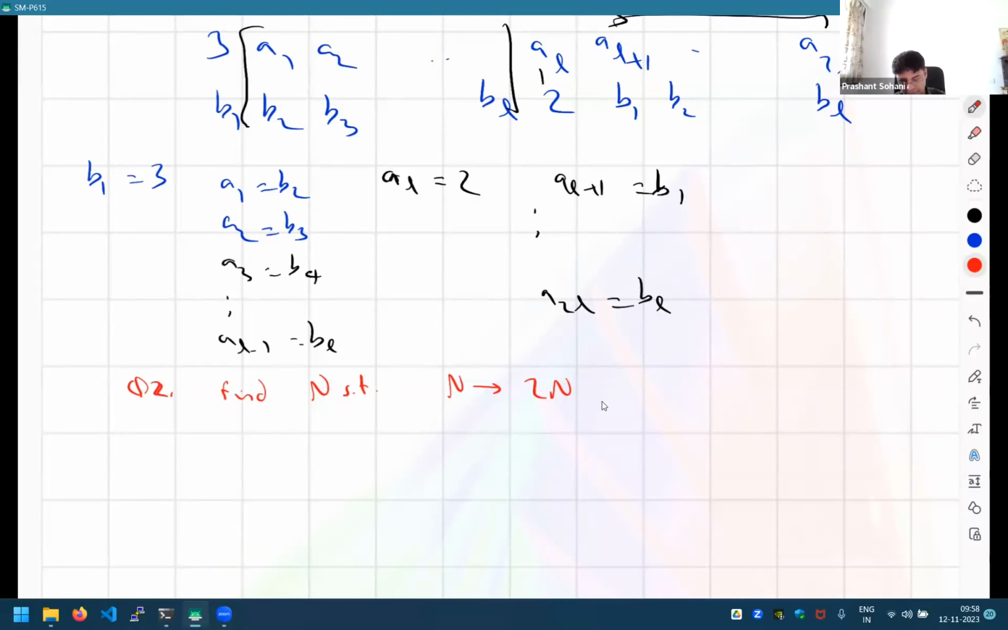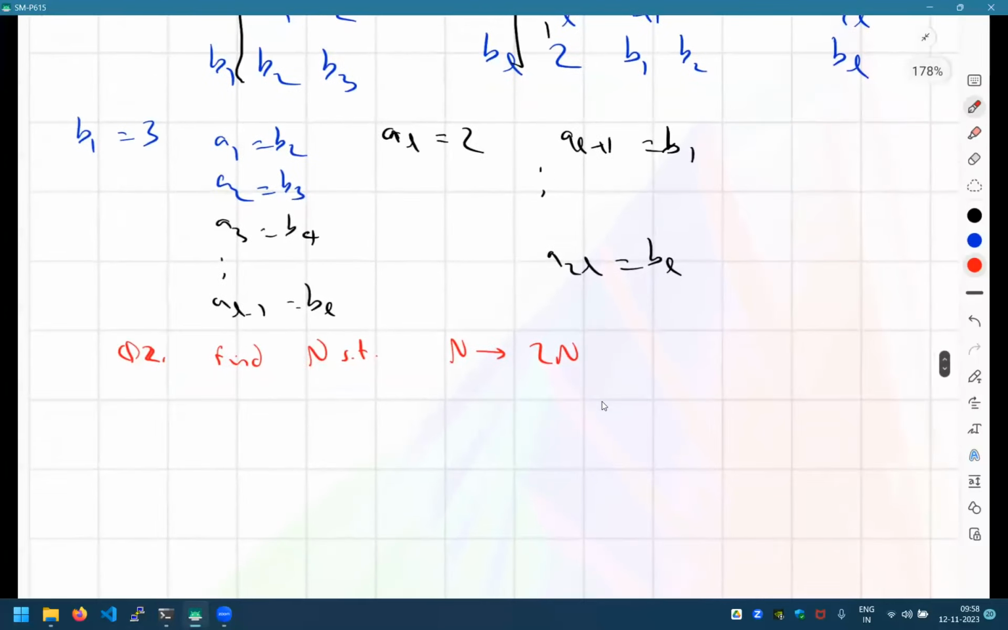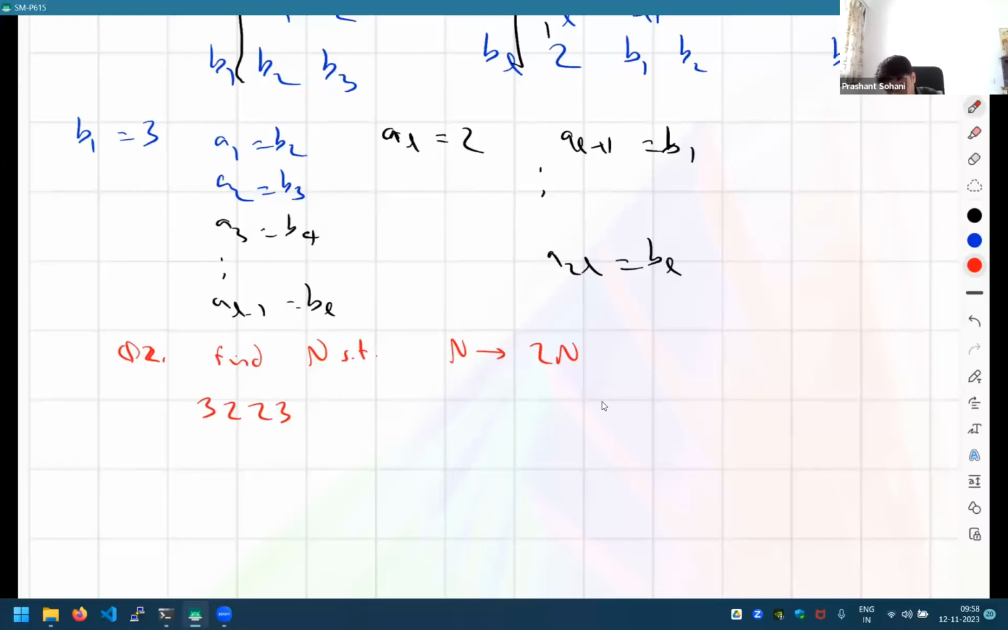Yes, Anushka. Sir, 3, 2, 2, 3. 3, 2, 2, 3. Okay, interesting. Why? Because we know that 2, 2, 3 generates 23. So therefore, 3, 2, 2, 3 will generate 2, 3 followed by 2, 2, 3. Yes, correct. This looks correct.